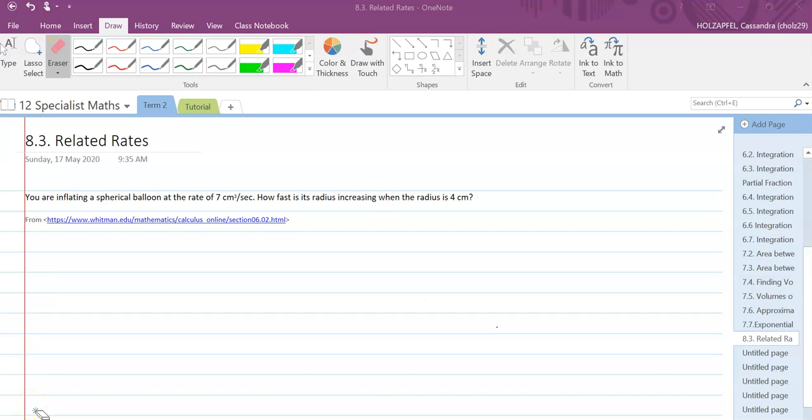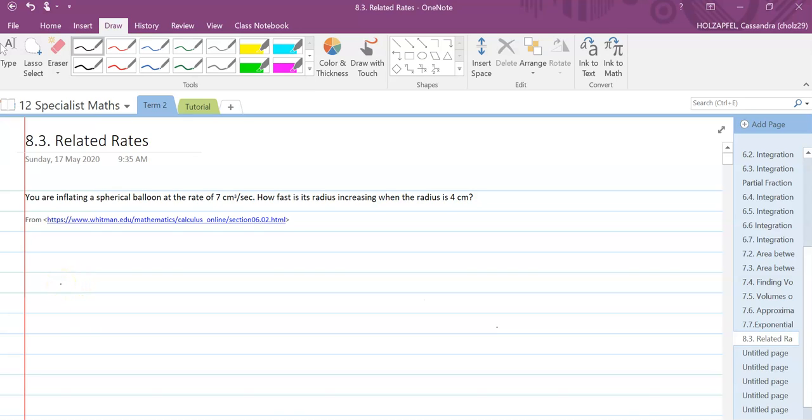Today we're going to be having a look at related rates. So this is all to do with derivatives and using differential functions. So let's start off with this problem here. You are inflating a spherical balloon at a rate of 7 centimeters cubed per second. How fast is its radius increasing when the radius is 4 centimeters?